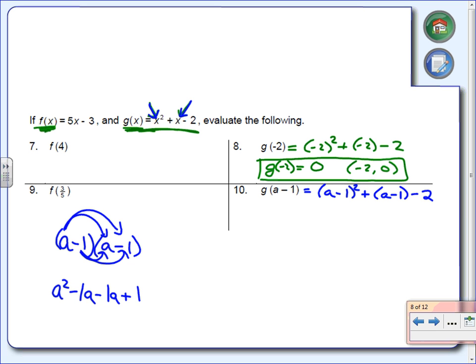Now notice how the two terms in the middle, they are considered like terms, which means we can combine them. And if I combine those two together, what I'm going to end up with is a negative 2a. So when it's all said and done, when I square that a minus 1, this is what I get right here. So let me come back over here and put it in. A squared minus 2a plus 1. So I've got that. I'm going to add it with this, and then I'm going to subtract this.